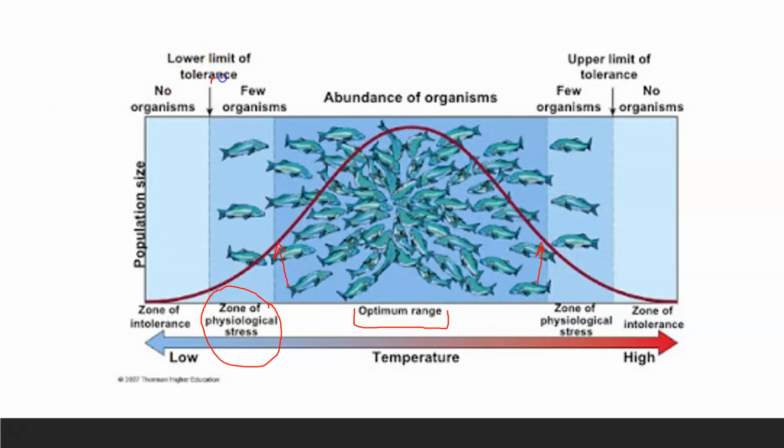And this is our range of tolerance. So within this optimum range and the zone of physiological stress, you can still have living organisms. Once we cross that to the zone of intolerance, we get death. Death to the fish out here.